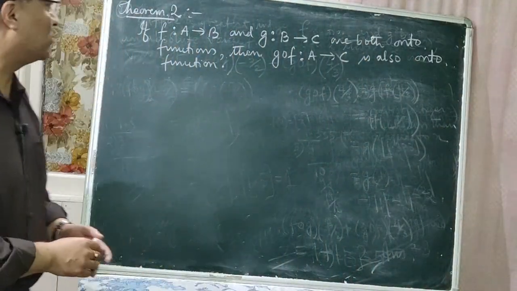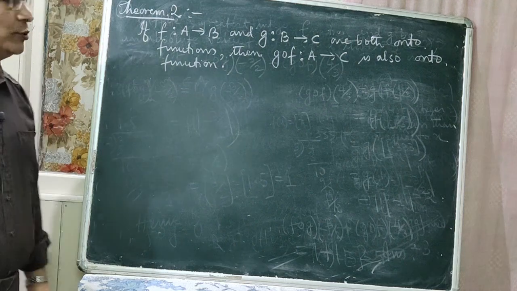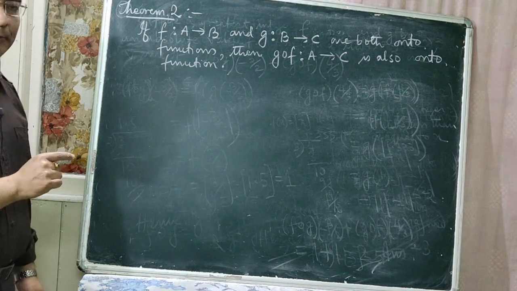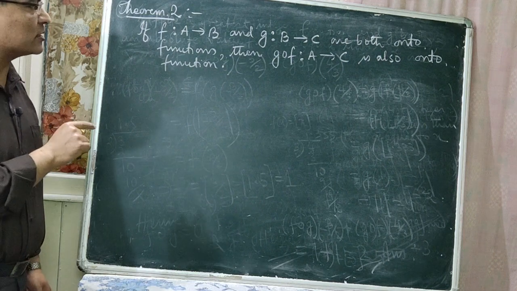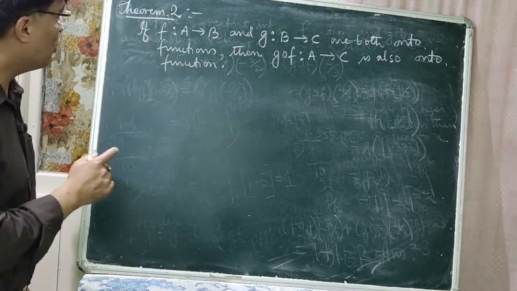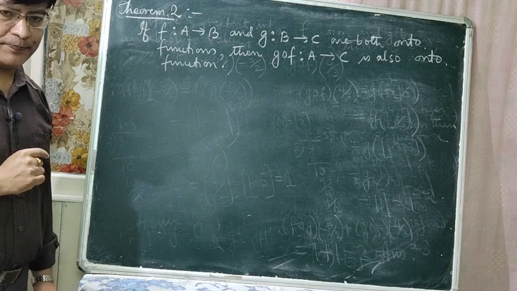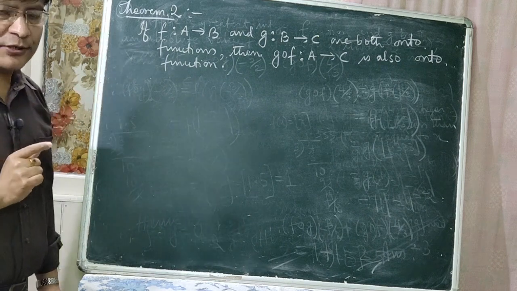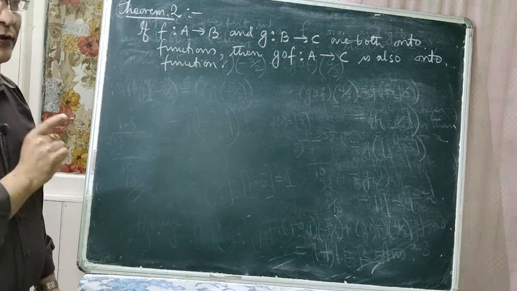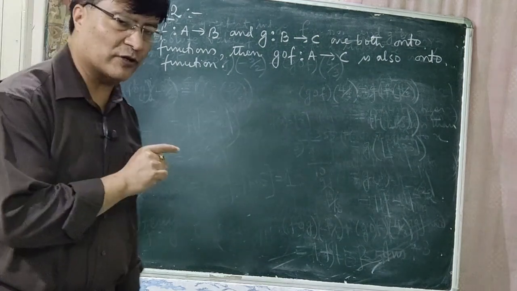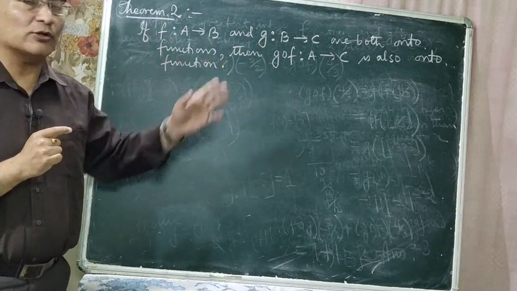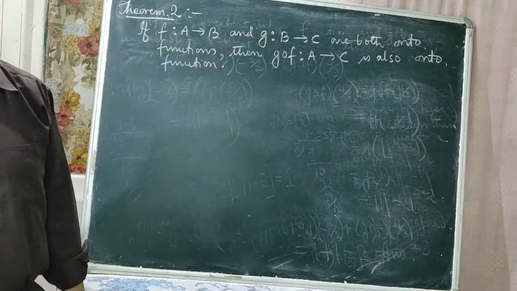So now we'll do the next theorem, that is theorem number 2. If the function f such that A to B and the function g such that B to C are both onto functions, so both these functions f and g are onto functions, then gof such that A to C is also an onto function. You have to prove that this gof from A to C is also an onto function.